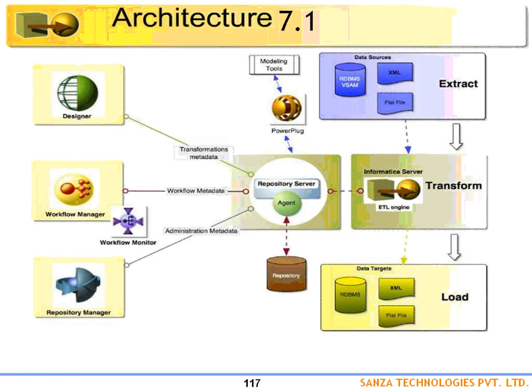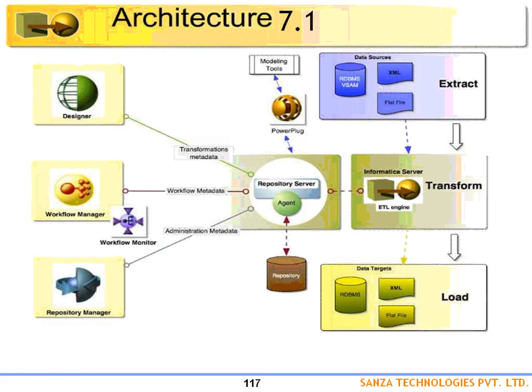In the server component, there is the repository server and the Informatica server. And in the client component, it has the designer, workflow manager, workflow monitor, and repository manager. Whenever you install the server component, the repository server or Informatica server, it needs a relational database, which we call the repository, in which it will store its system tables. Informatica's system tables will be stored in this repository.